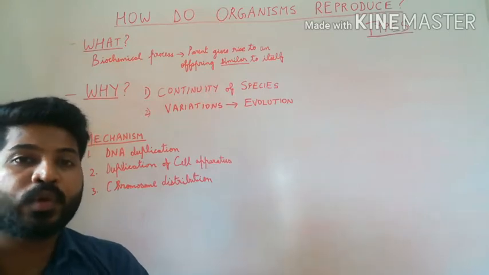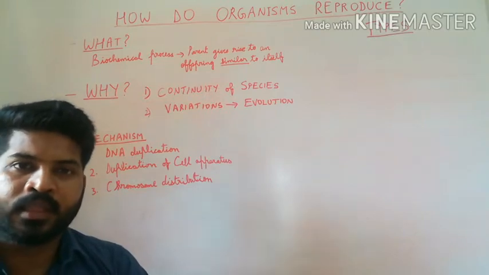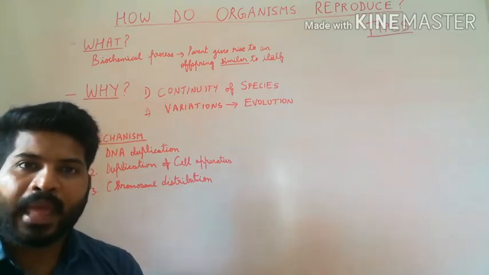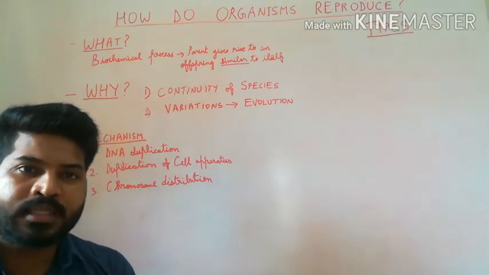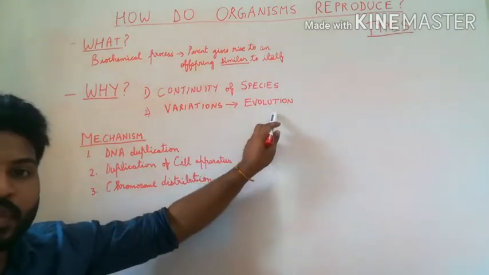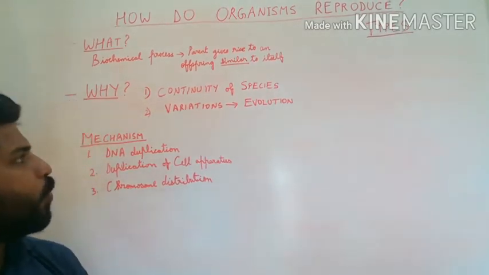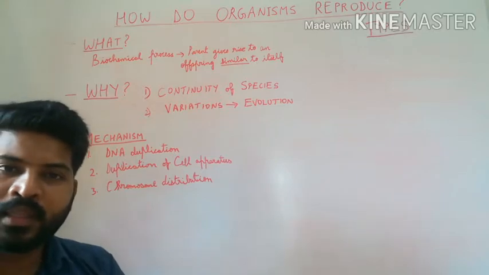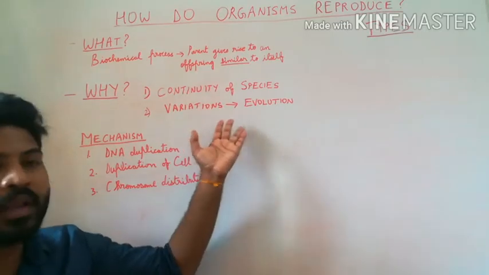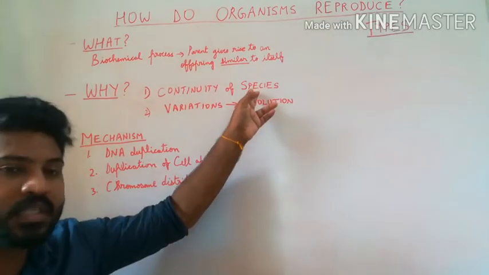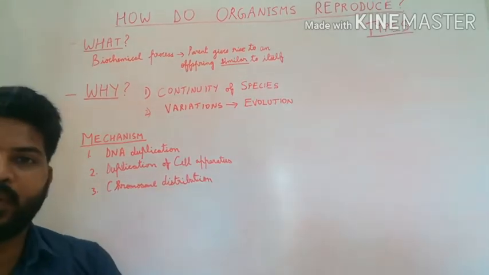Reproduction produces certain variations in the organisms. These variations, when they accumulate over generations together, are responsible for evolution of species. So, what are these variations? How are these variations created, and how are these variations useful for an organism or for a species, we will discuss in the mechanism of reproduction.